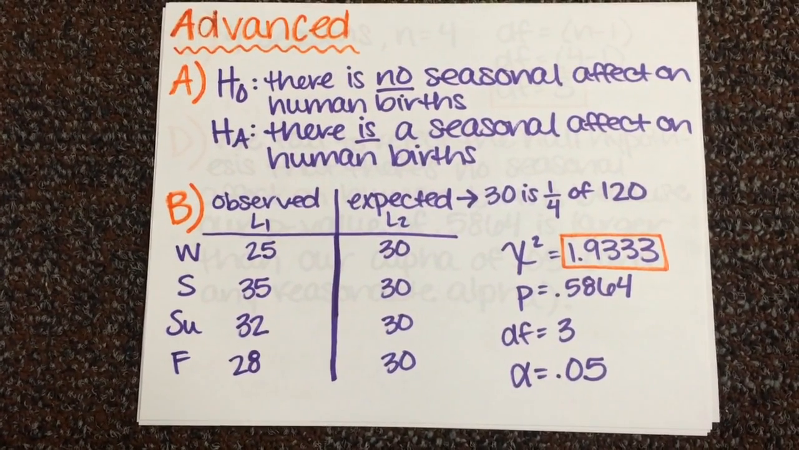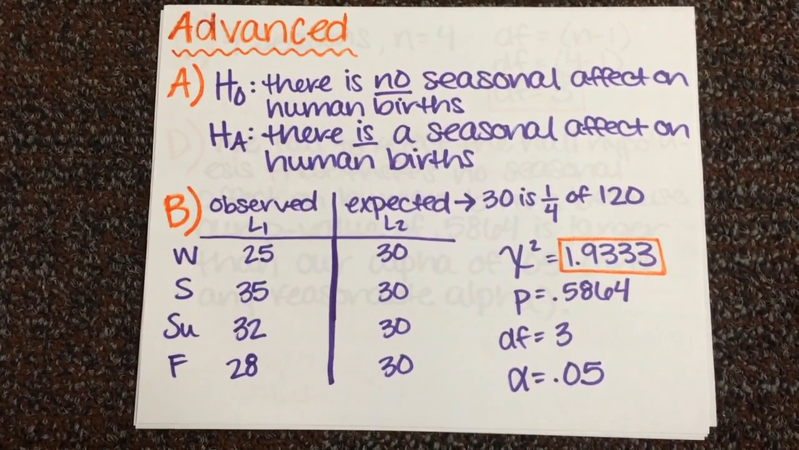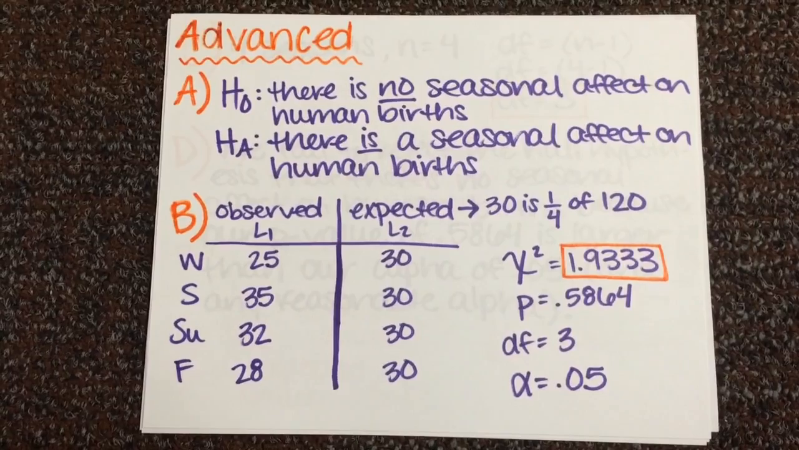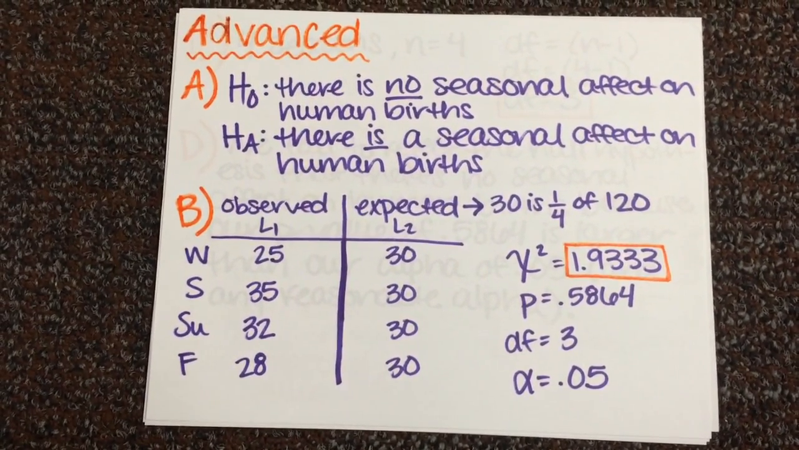Then in the calculator, we find the chi-squared goodness of fit test under stat tests and use a DF of 3. We get a chi-squared value of 1.9333 and a p-value of 0.5864.